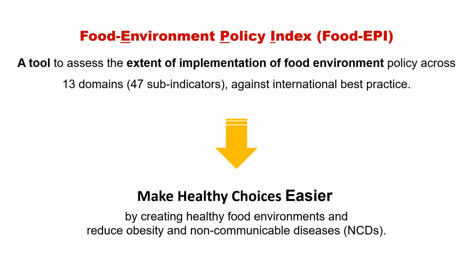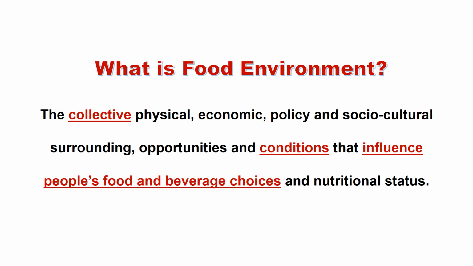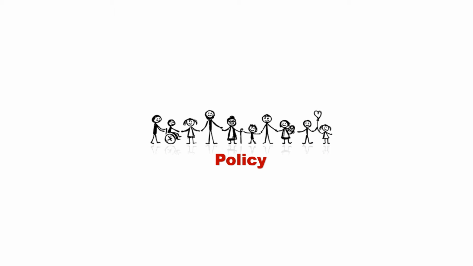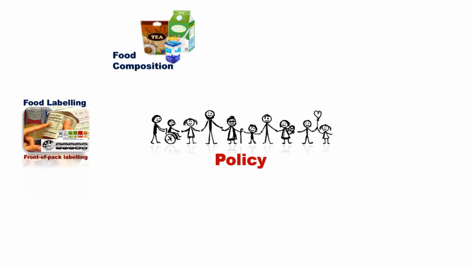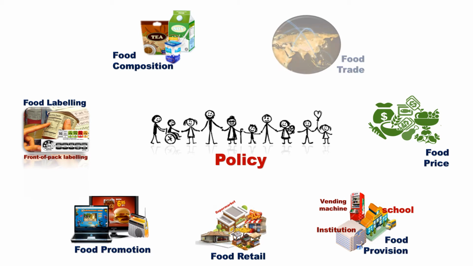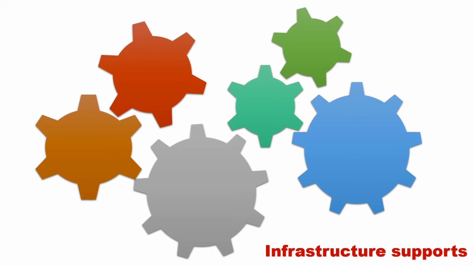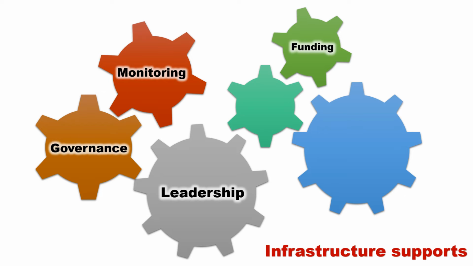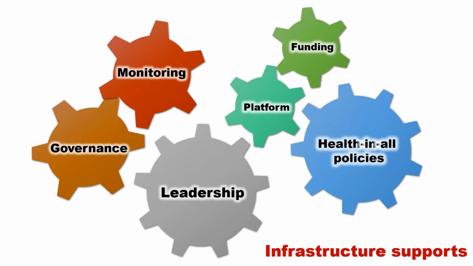as non-communicable diseases. So what is food environment? It is a collective of conditions that can influence people's food and beverage choices and nutritional state. Under Food-EPI, when policy is concerned, we are looking into food composition policy, food labeling, food promotion, food retail, food provision, food price, as well as food trade. In order to ensure a good implementation of policy, Food-EPI covers leadership, governance, monitoring, funding, platforms, as well as health in all policies under the infrastructure support domain.